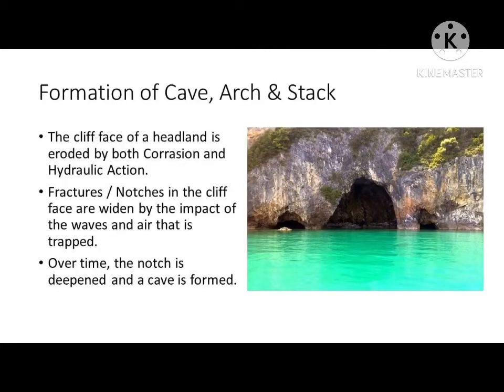Now, how are caves formed? First and foremost, the cliff face of a headland is eroded by corrosion and hydraulic action. Now, why does it erode? The side of it is through wave refraction. Remember when we talked about this last week's lesson? Through wave refraction, the waves bend inwards and will attack the headland. So whatever weaknesses there are on the headland, fractures or notches in the cliff face are widened as a result of this. So over time, a notch is deepened and a cave is formed.